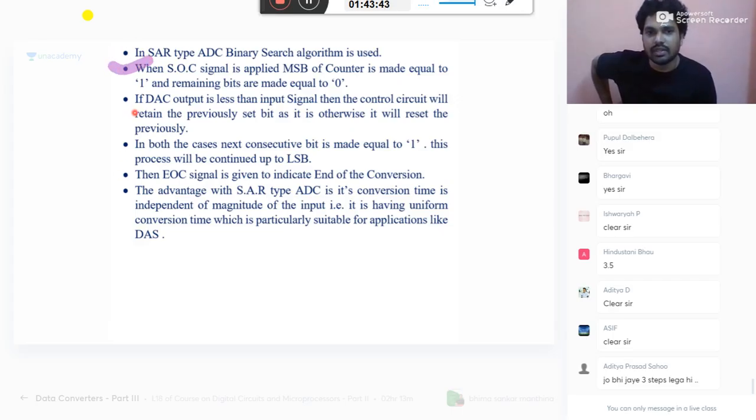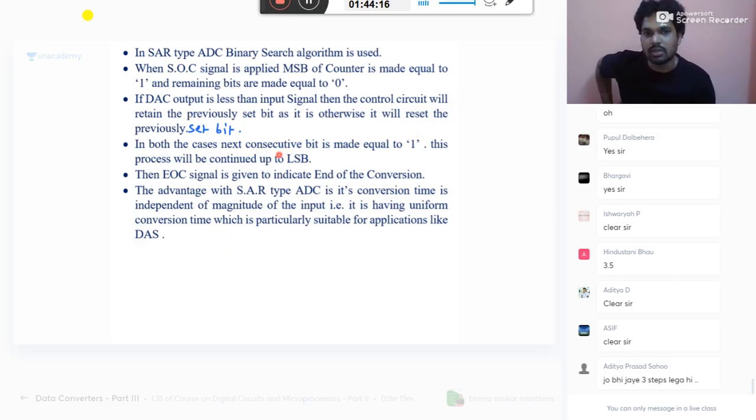Next, if the DAC output is less than the input signal, then the control circuit will retain the previously set bit as it is. Otherwise, it will reset the previously set bit. In both the cases, the next consecutive bit is made equal to 1. Whatever may be the case, input is more or less, the next bit will be made equal to 1.